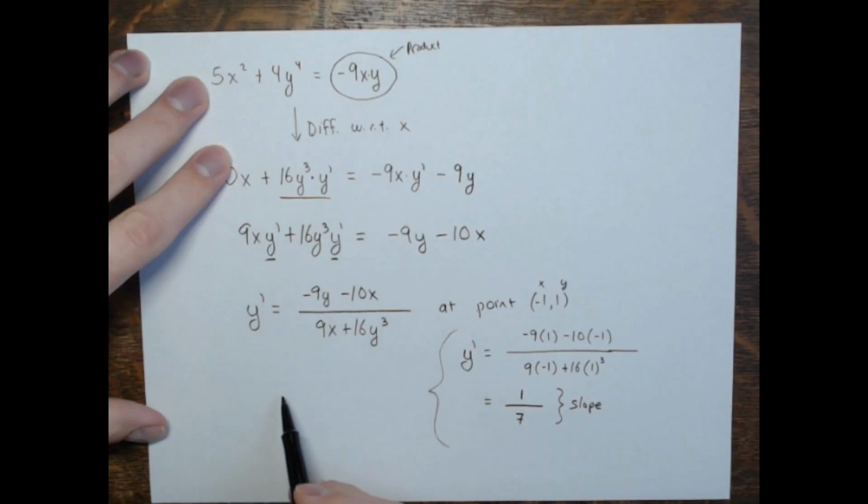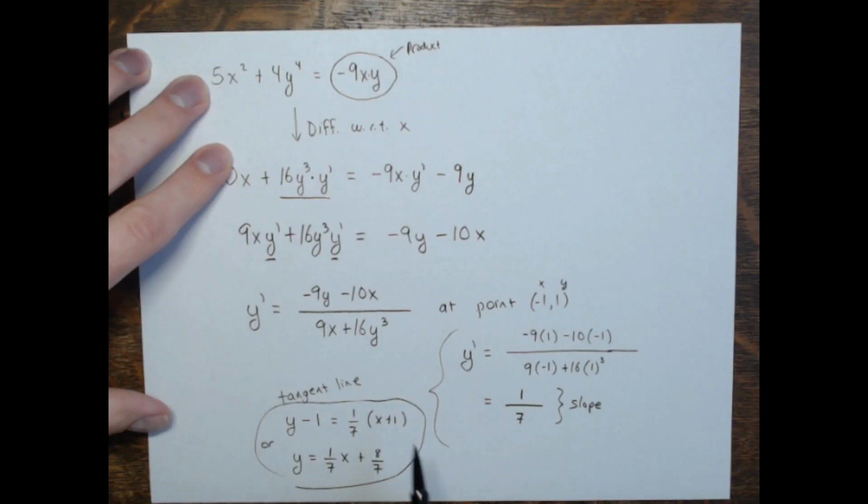So putting all this information together, our tangent line, I'll put it in point slope form first, y minus 1 equals 1/7 times the quantity x plus 1. Or if you like, putting it in slope-intercept form, y equals 1/7 x, and then plus a 7th plus 1, that'd be plus 8/7, right? 1/7 plus 7/7. Either way, there's our tangent line.